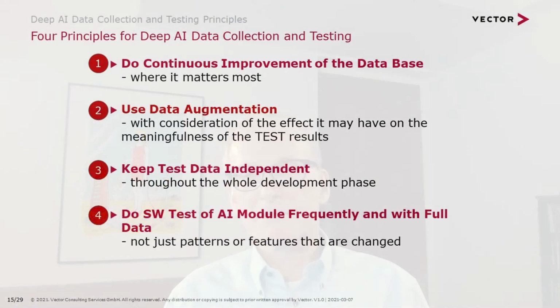So now I have brought four principles that I would like to present to you. The first one is continuous improvement of the database. The second one is to use data augmentation. The third one is to keep test data independent. And the fourth one is to do software tests of the AI module frequently and with the full data that is available.